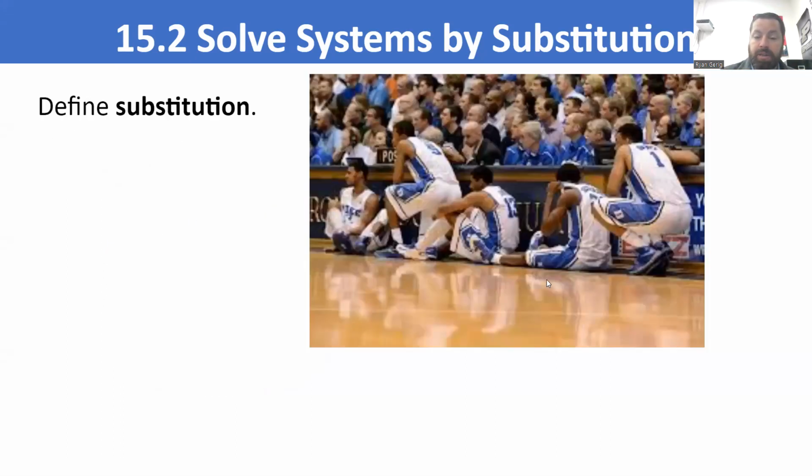There's a picture of a basketball team here sitting on the side. What are they doing? They're getting ready to be substituted into the game. Well, how does that work? They get put in and somebody else gets taken out. Or in this case, 5 people get put in and 5 other people come out. So you're replacing something with something else.